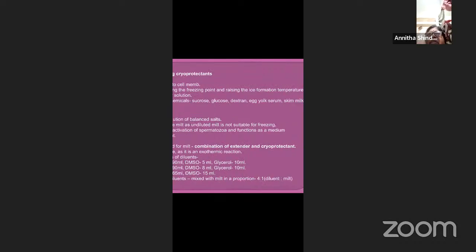The second thing is that it acts by depressing the freezing point and raising the ice formation temperature of the extracellular solution. No doubt it will decrease the freezing point, but it will raise the ice formation temperature, especially of the extracellular solution. So these are the two points.